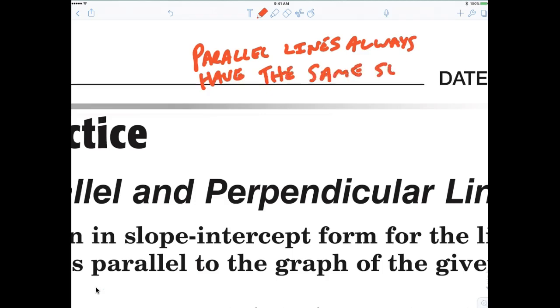That's number one. Alright. Number two, perpendicular lines, and this is the symbol for perpendicular, slopes are negative reciprocals.